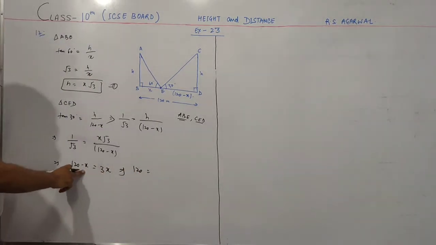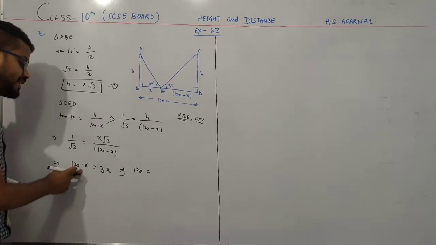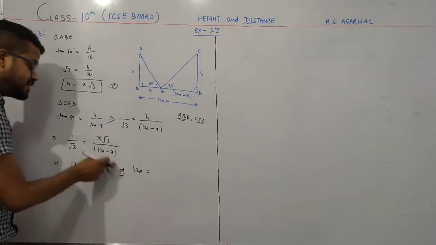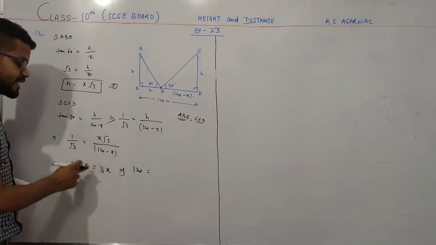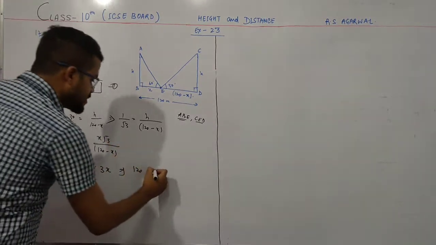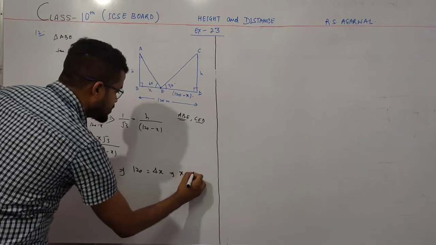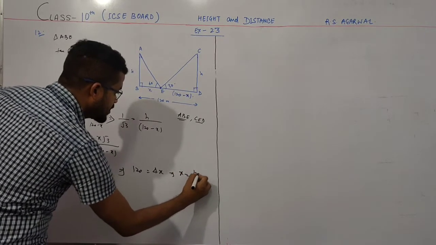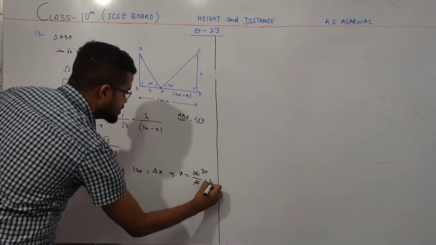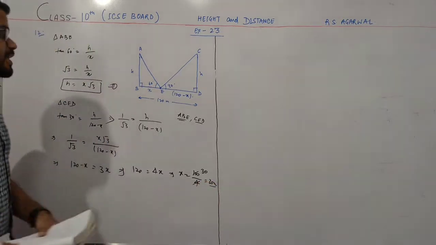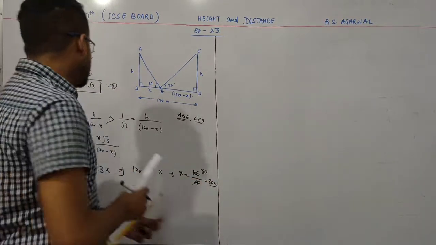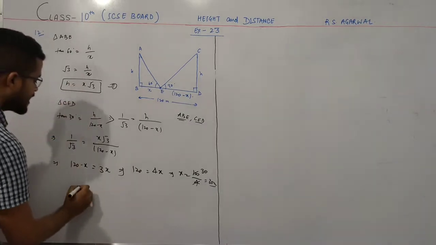Now rearranging, 120 equals 3X plus X, so 120 equals 4X. If I bring this X to the right hand side, the minus becomes plus. Now the value of X equals 120 by 4, so X is 30 meters. Once you get the value of X, simply put it in and get the answer.